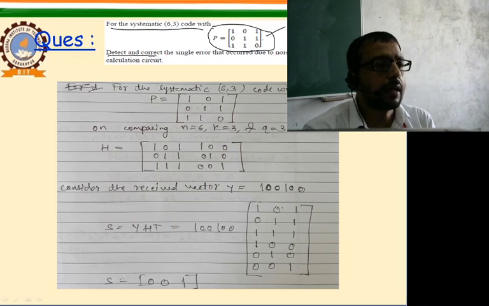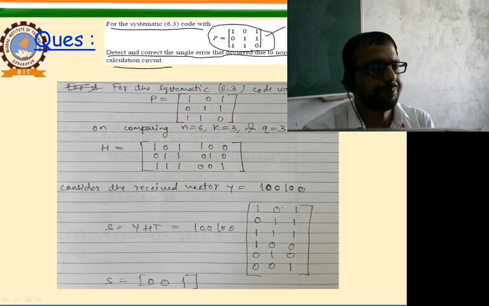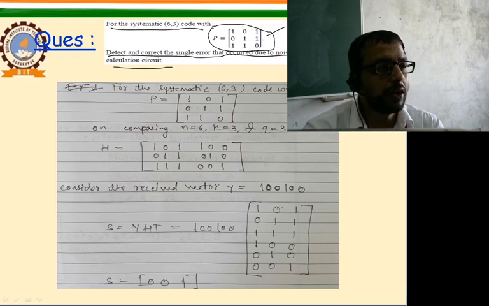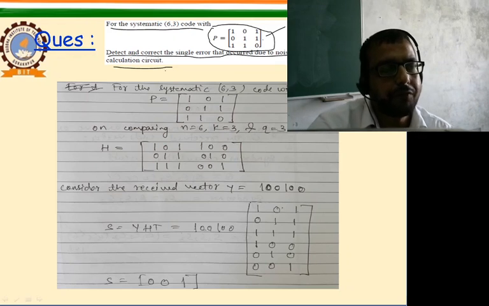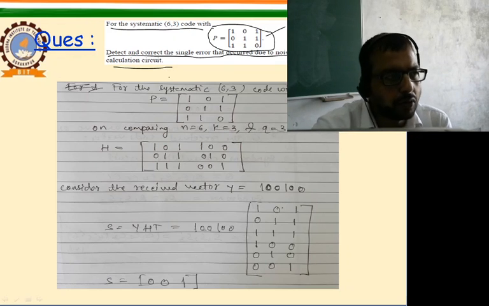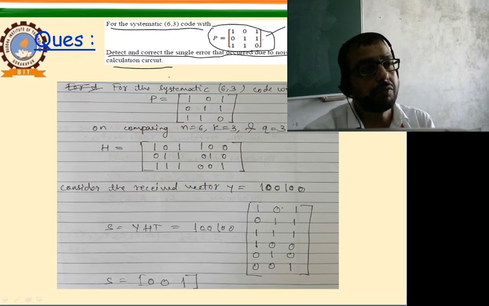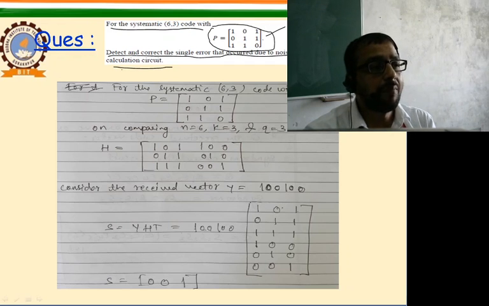Detect and correct the single error that occurred due to the noise, and draw its syndrome calculation circuit. So what does this problem mean? We already know this is about the Hamming code, or systematic code, in which a single error can be detected and corrected. Here the parity matrix is already given.